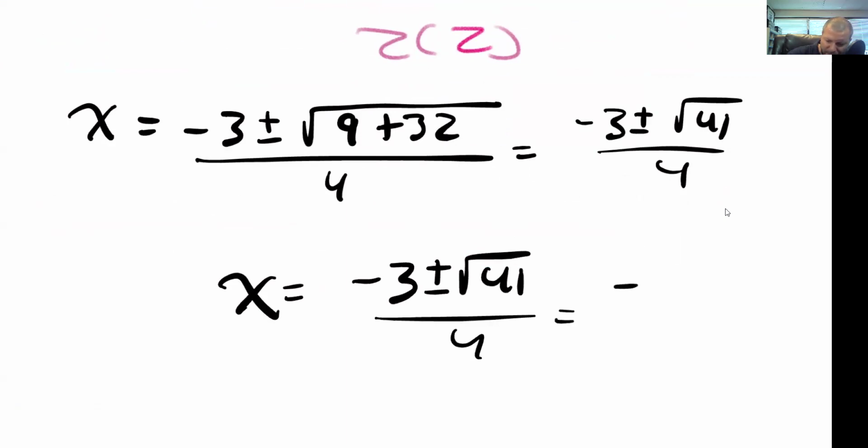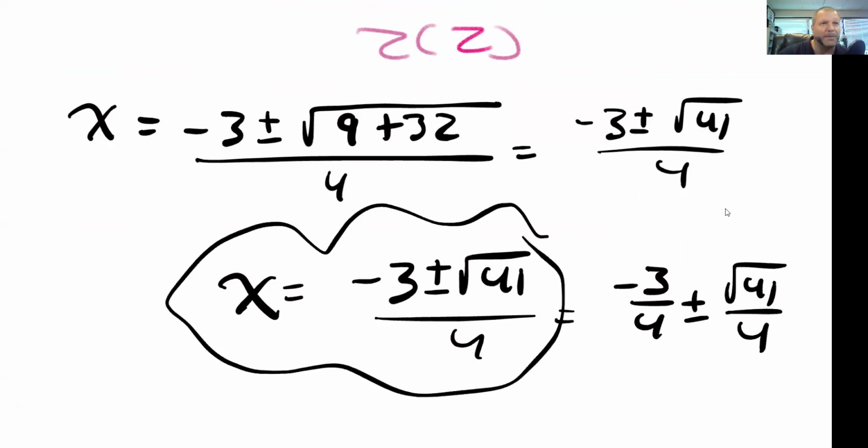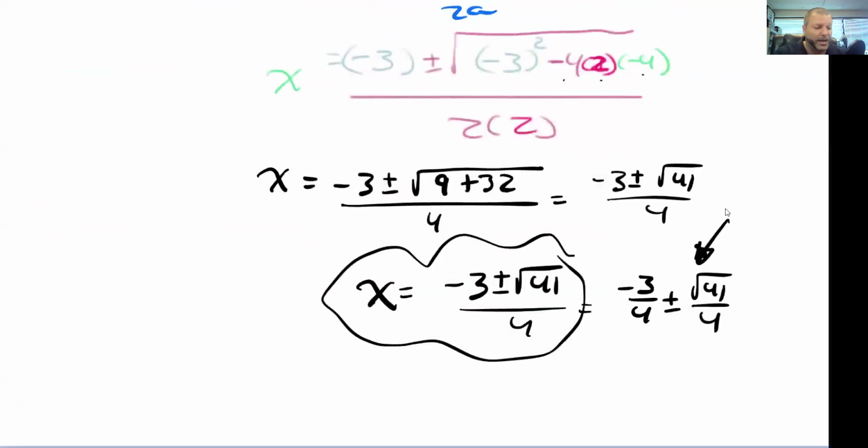Or sometimes you write this as negative 3 over 4 plus or minus radical 41 over 4. This is a little bit more common way to do it. As you go a little bit further in math, recognizing that form will help you because it'll let you see things like axis of symmetry and discriminants. Those are just words right now.